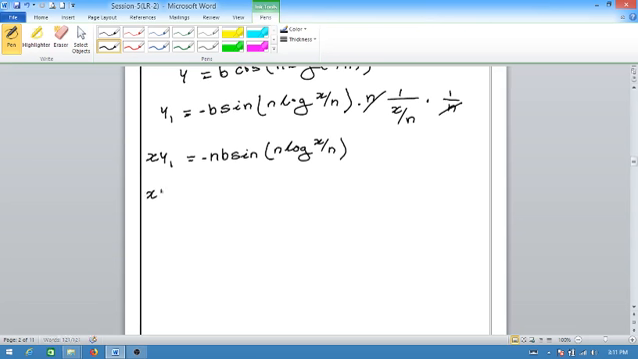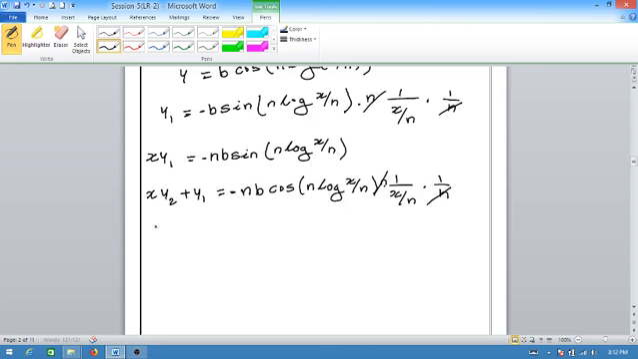So now again differentiating, apply the product rule here. x as it is, differentiation of y1 is y2, plus y1 as it is, differentiation of x is 1, is equal to minus n into b is constant. So differentiation of sine is cos n into log x by n into differentiation of log is 1 divided by x by n into differentiation of x by n is 1 divided by n, right? So n is constant here, so this n gets cancelled.